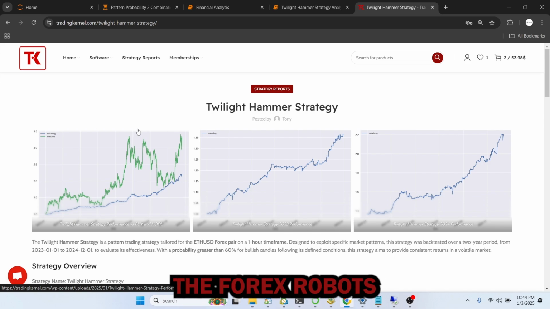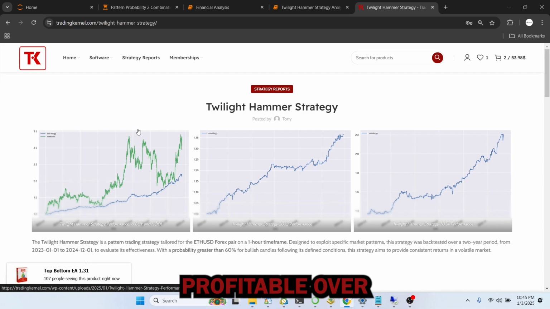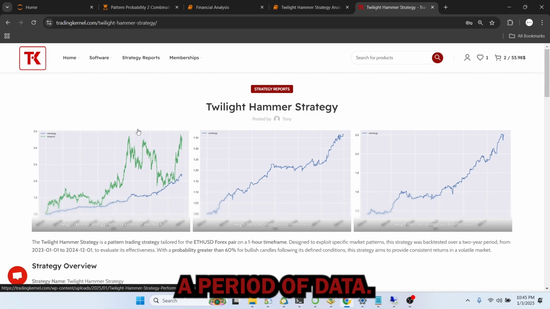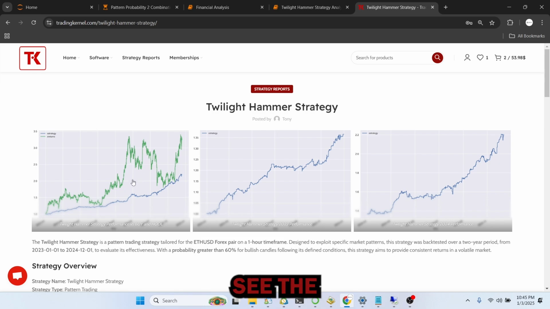It instructs the forex robot when to place a trade, what symbol, what time frame, what lot size, and all of these things in order to ensure that the forex robots will have profitable results. Strategy reports on Trading Kernel are detailed articles that explain strategies that have been seen to be profitable over a period of data. In this case, we are looking at the Twilight Hammer Strategy here, and you can see the performance.